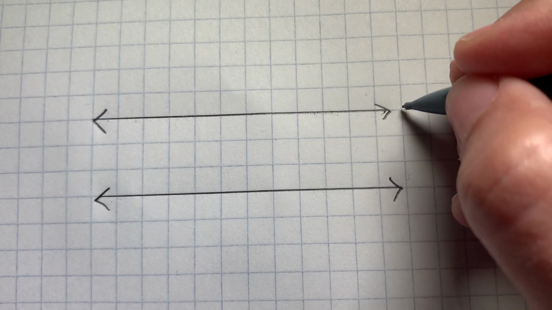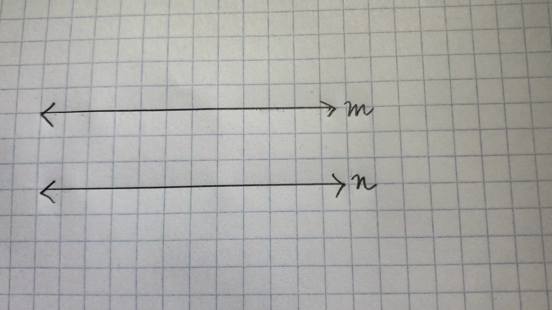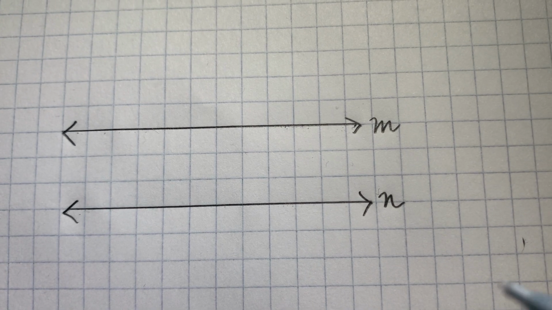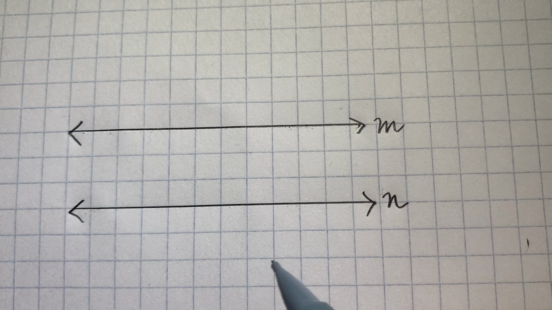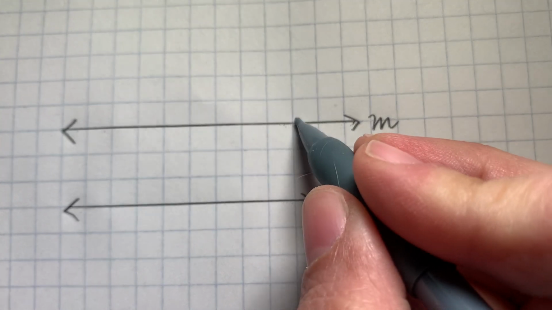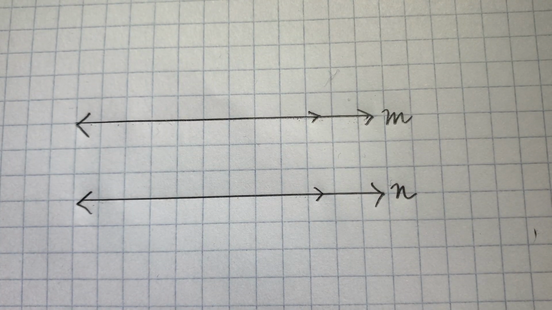I'm gonna call this line M, and I'm gonna call this guy line N. These are parallel, they will never intersect. There's a really cool notation that you can do when you write on the lines to show that they're parallel. You just draw these little mini arrows like that. And that shows that these two lines are parallel.